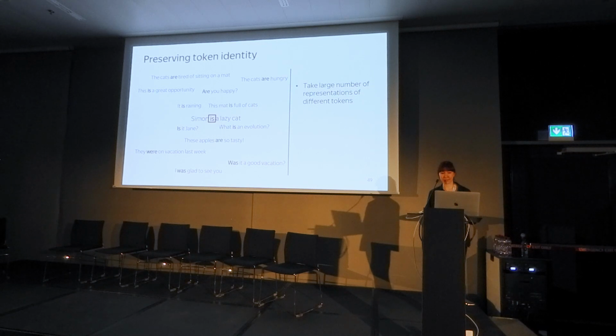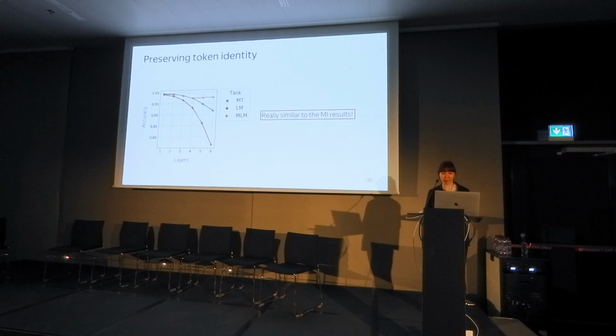So what we do is we take a lot of data, gather representations of different tokens, and then for each token we look at the closest neighbors. Then we evaluate the proportion of neighbors which have the same token identity. And here we see a graph which is exactly the same as with mutual information, right? So the language model forgets the current token a lot, the machine translation encoder forgets but a bit less, and the masked language model preserves token identity better, and we again can see these two stages of context encoding and token reconstruction.